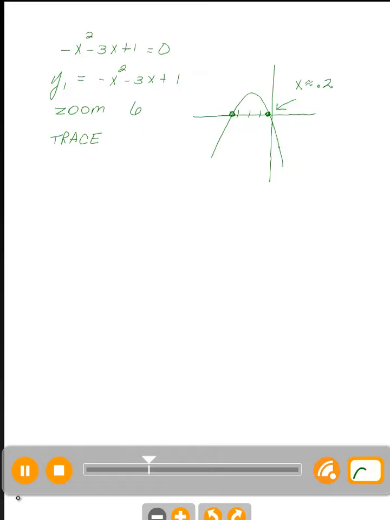Keep pressing the left arrow key around the curve until you get close to this leftmost intercept, and my calculator is saying about negative 3.2. This is just an approximate answer.